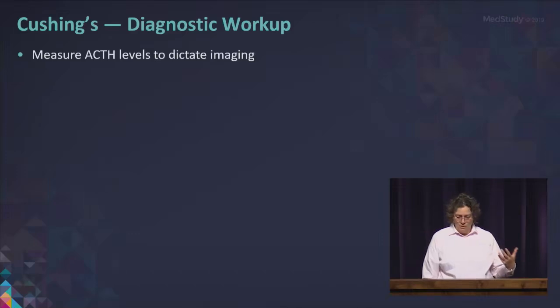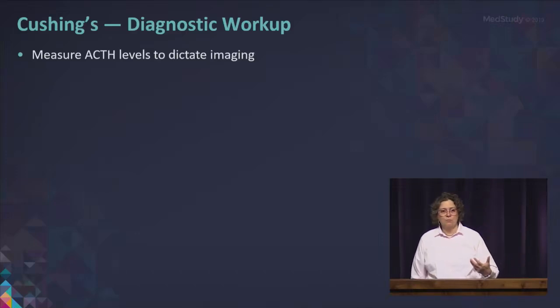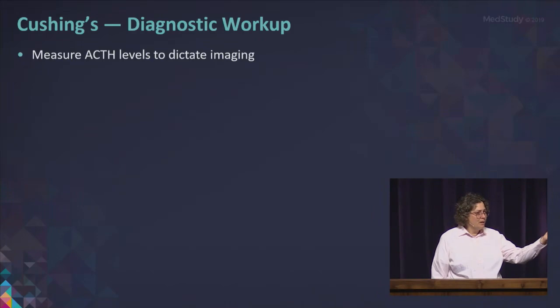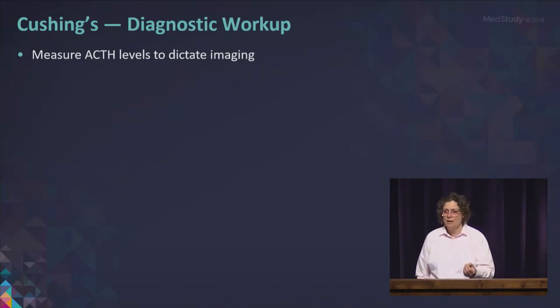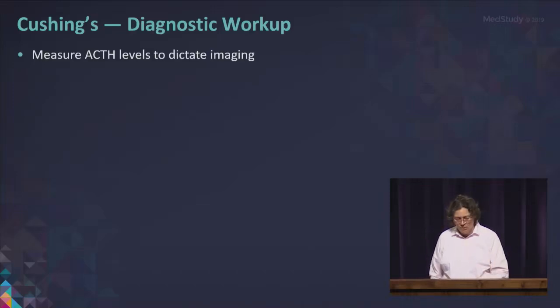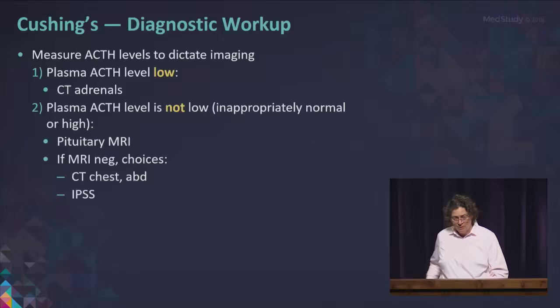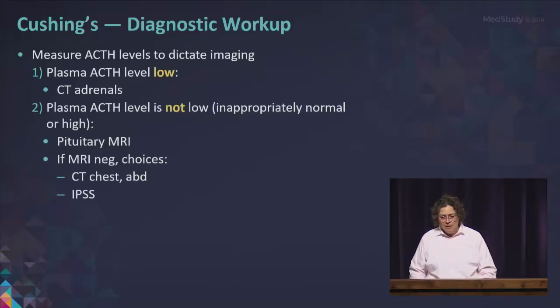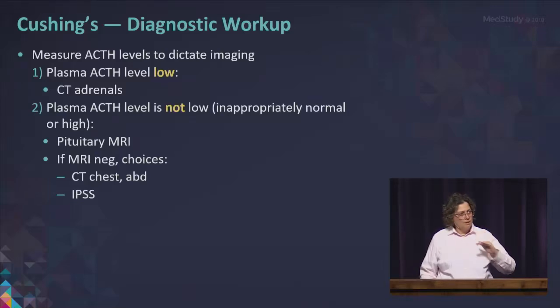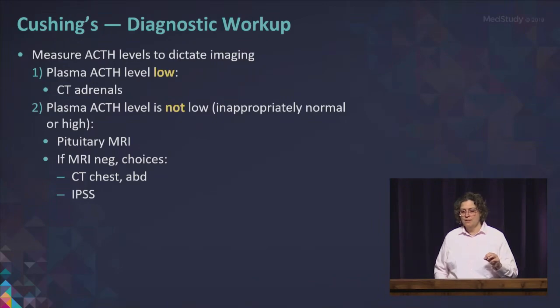Once we are convinced we are looking at cortisol excess, now we want our breakpoint to be, is it ACTH dependent or is it ACTH independent? Because that is going to dictate where we look. If the ACTH is low, meaning it's ACTH independent, I'm going to look at my adrenal glands. If the ACTH level is not low, I'm going to look at my pituitary, and then if my pituitary is negative, I'm going to look for ectopic ACTH production. And I specifically have here if ACTH is not low, meaning it doesn't need to be high.